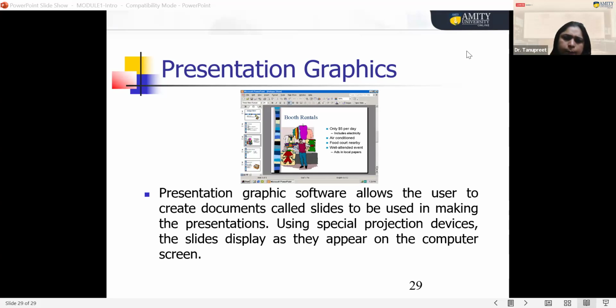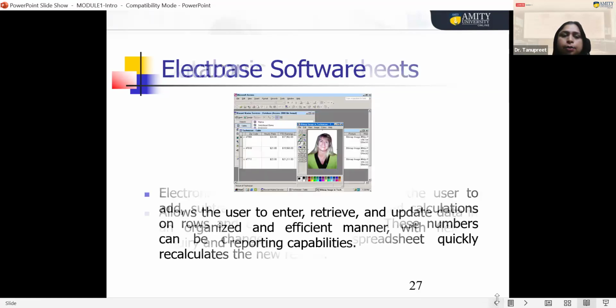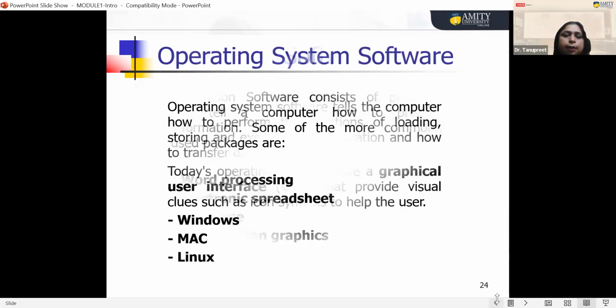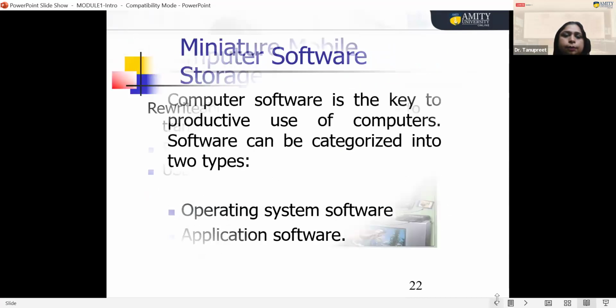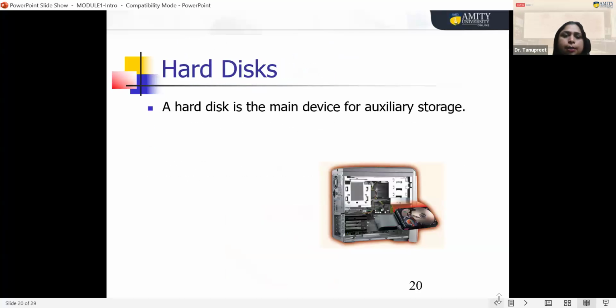About RAM, Sagar, see, both RAM and ROM are your primary memories, okay? And secondary or auxiliary storage, I'll show you here. Don't get confused. Starting from the hard disks, this is your secondary storage. That means there is a large amount of data which we are not using regularly. So obviously we can put it into a secondary storage device.